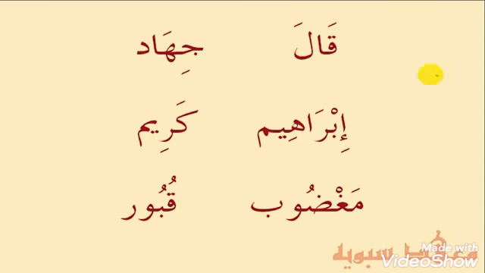First one here is qala. Notice the elongation of the A sound. Qala. Not qala. So we have the fatha on the qaf, followed by the alif. Next word is jihad. So we have here ji, that's the first syllable, and then had, jihad. So you notice here we have a fatha on the ha followed by the alif, and that gives the elongation of the A sound.